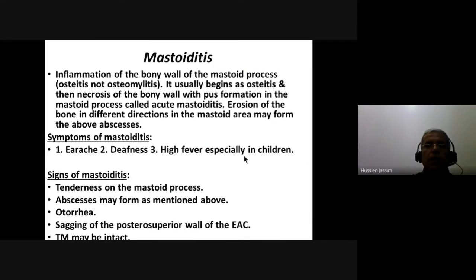Now, another important complication here is mastoiditis. Mastoiditis is an inflammation of the bony walls of the mastoid process. Osteitis, that is the type here, it is osteitis, not osteomyelitis. Osteitis usually involves the compact bone. It usually begins as osteitis, then necrosis of the bone walls with pus formation in the mastoid process.